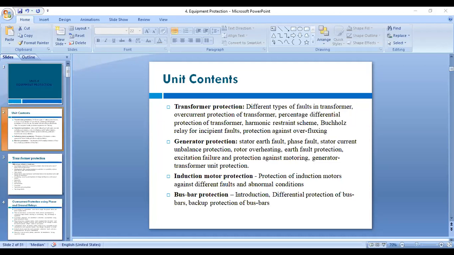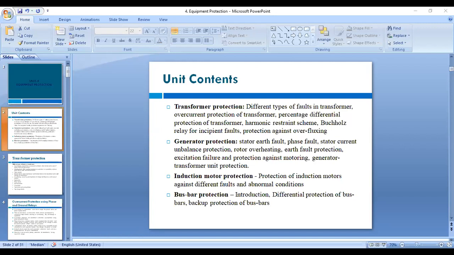Then the next point we have seen is the overcurrent protection of transformer by using phase and ground relays. We know that different types of faults are occurring. That is when it is a phase-to-phase fault, or when it is a single line to ground or double line to ground fault. At that time, what will happen? The current will be more. If there is a short circuit, the current increases. It is different for the earth fault and for the phase fault. So in which fault is the current more?